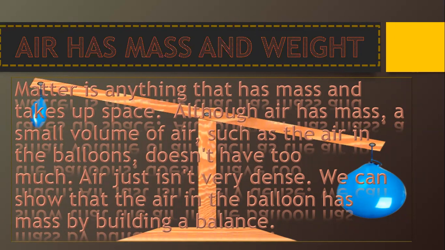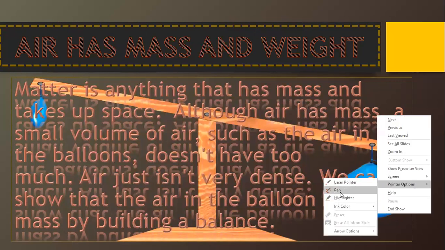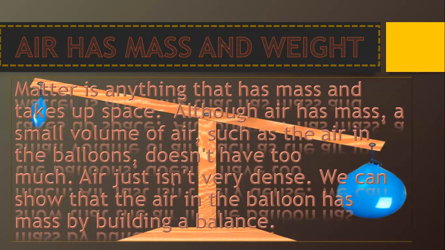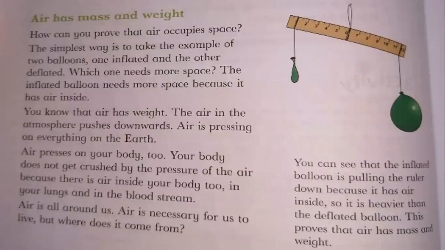Matter is anything that has mass and takes up space. Although air has mass, a small volume of air, such as the air in a balloon, doesn't have too much. Air just isn't very dense. We can show that the air in the balloon has mass by building a balance. You see that the downward balloon has a weight and mass, and this is the other balloon which is deflated. Air has mass and weight.